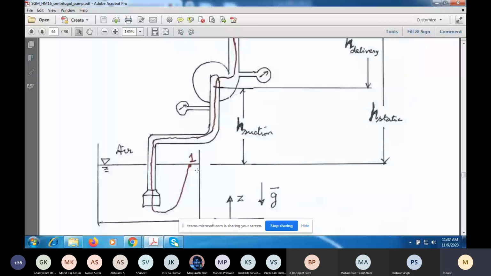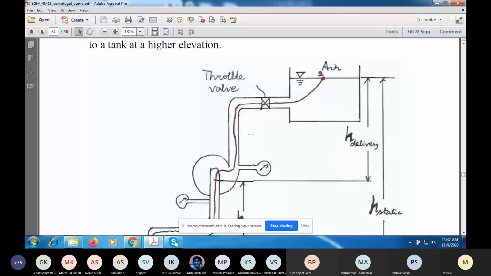And if you look at the inlet of the pump, the level difference or the difference of elevation between this point and the level of water in the sump is what you call the static suction lift. I'm calling it H with the subscript suction. And this is the downstream tank to which water is delivered. And you may have a flow control valve or throttle valve somewhere here.